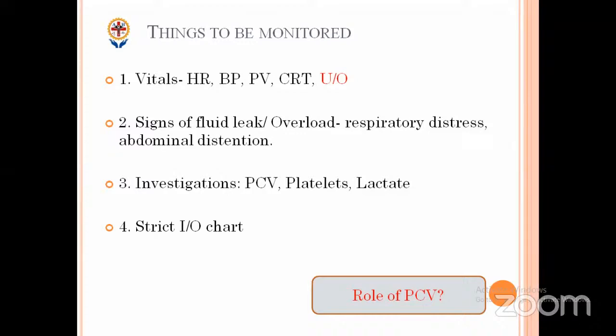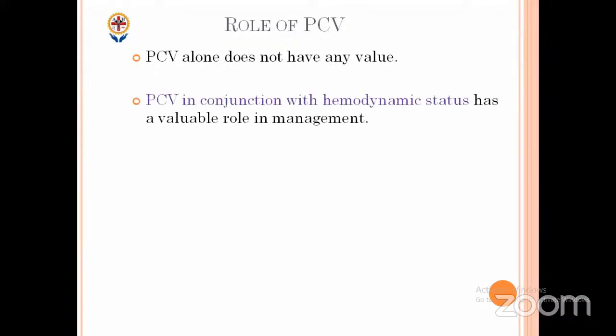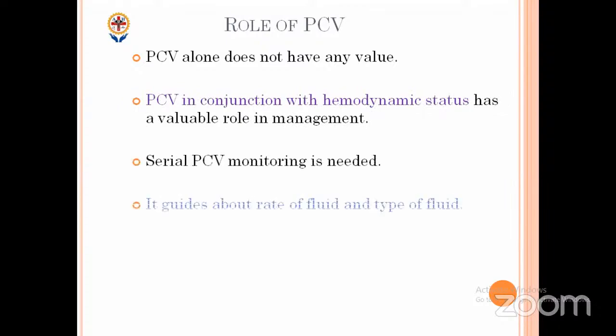The PCV has to be interpreted with clinical status along with serial monitoring. A single value of PCV alone has little value. You need to combine it with the hemodynamic status of the child and monitor serial PCVs. As you said, it guides the rate of fluid and also the type of fluid. This is the most important thing. That's why you need to monitor PCV serially.